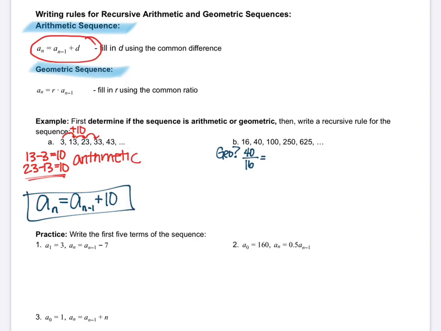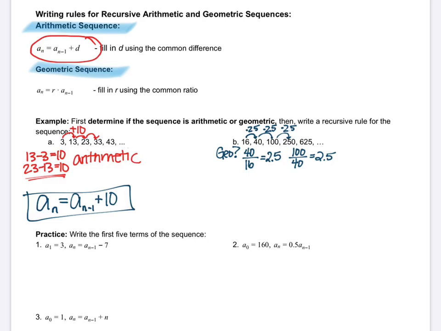So I'm going to grab my calculator, we'll get a decimal. So if I do 40 divided by 16, I'll get 2.5, and I'm going to try that with one more term. If I do 100 divided by 40, I also get 2.5, so we're looking pretty good. So that means that this is a geometric sequence, and that we would have to multiply by 2.5 to get to the next term.